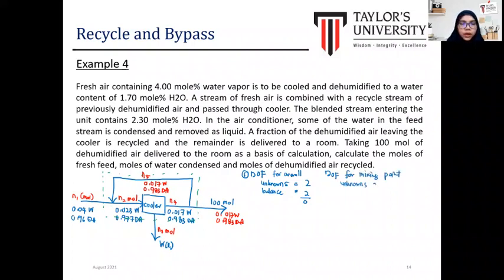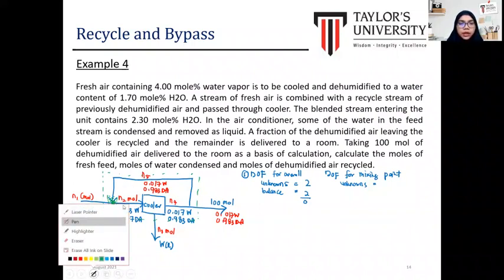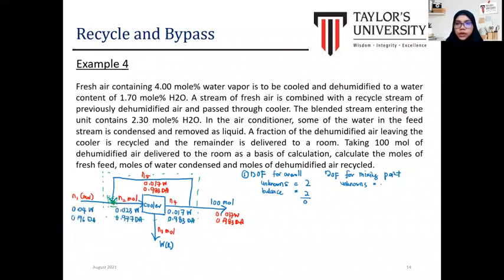So for unknowns, I can draw a boundary here for you too. So we have a mixing point here, with N5, N1, and N2. But we can determine N5 if we can find N2 and N1. So the unknowns turn out to be 2. And then balances, because we have 2 components here, we have 2, so it turns to 0 here.